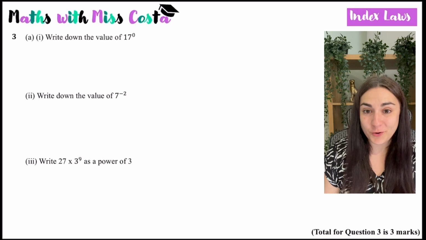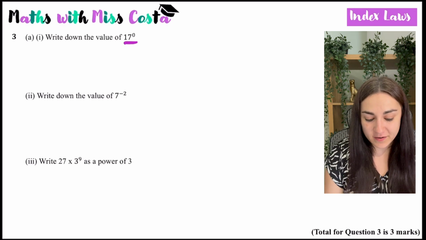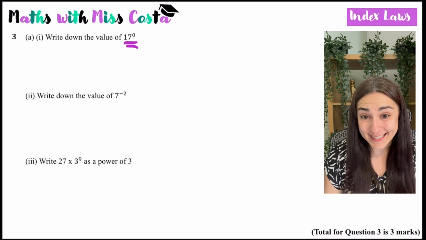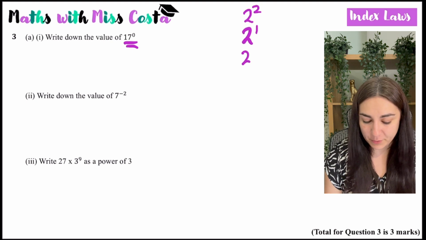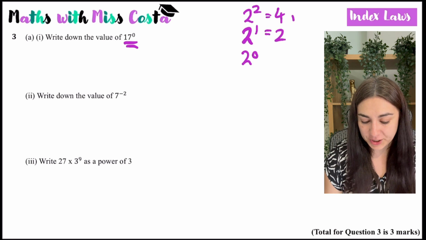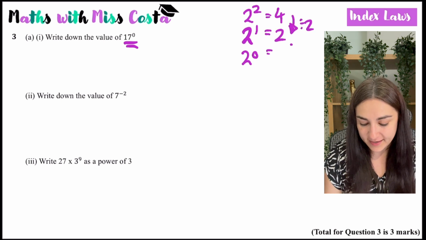Okay, so in this question, we've got a few of the index laws. I'm being asked to write down 17 to the power of 0. Really quick recap. Let's just use a 2 to a power. What do I do? Well, 2 squared is 4. 2 to the power of 1 is 2. Each time I'm dividing by 2, so I need to follow this pattern. Therefore, 2 divided by 2 is 1.